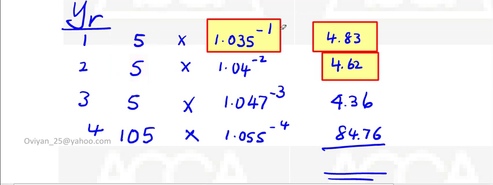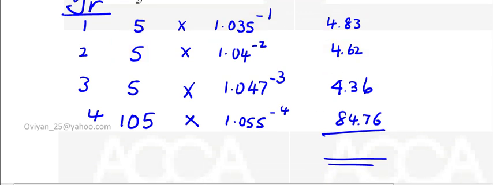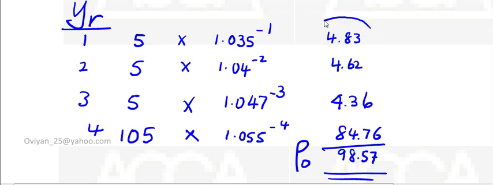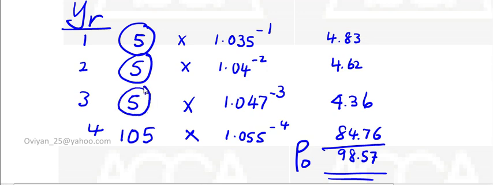So what am I going to do now? And this is going to be the price. The price is going to be, check, 98.57. That's my overall price today. If I pay 98.57, the company will pay me $5 later, 1 year from now, 2 years from now, 3 years from now, and 4 years from now.